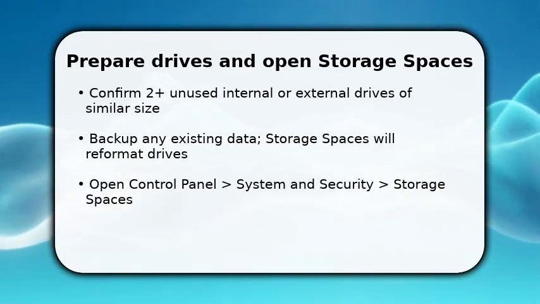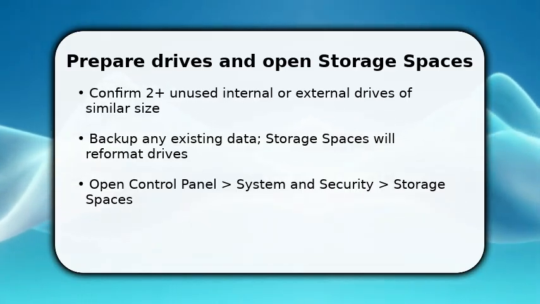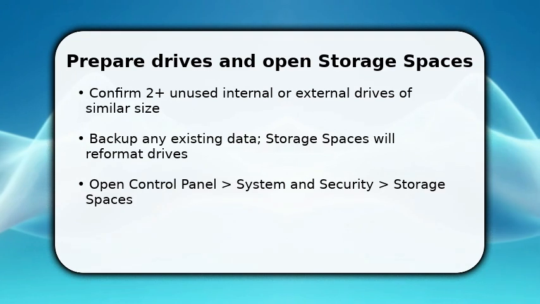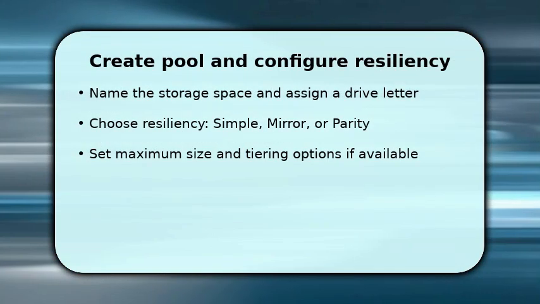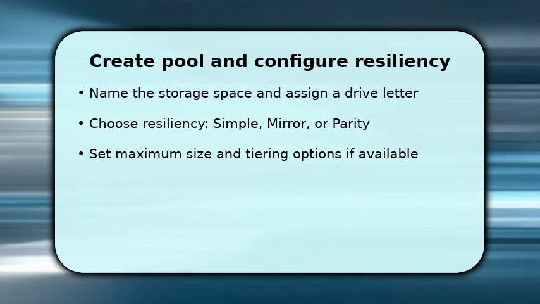This first step groups physical disks, so Windows can present them as a single virtual disk for redundancy or performance. Now configure the pool. Give the new storage space a clear name and pick a drive letter you'll remember. Make the critical choice of resiliency: simple for speed, two-way or three-way mirror for redundancy, or parity for larger capacity with some protection. Next, set a maximum size.